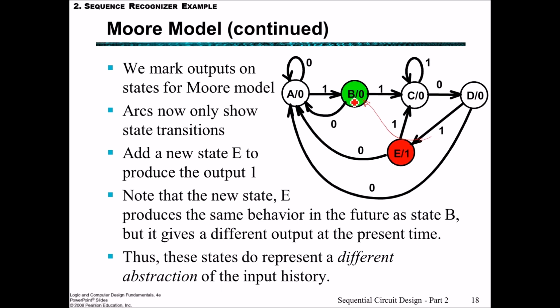So if we're in B and we get a 0, we move back to A. If we're in E and we get a 0, we also move back to A. If we're in B and we get a 1 input, then we move to C. If we were in E and we had a 1 input, then we move also to C. And so we would say that these states, that is B and E, do represent a different abstraction of the input history, since the input history to get to E requires us to have the full sequence 1101, whereas to get to B, then you have to have been in state A before. There's no way to move to state B from any of the other states.